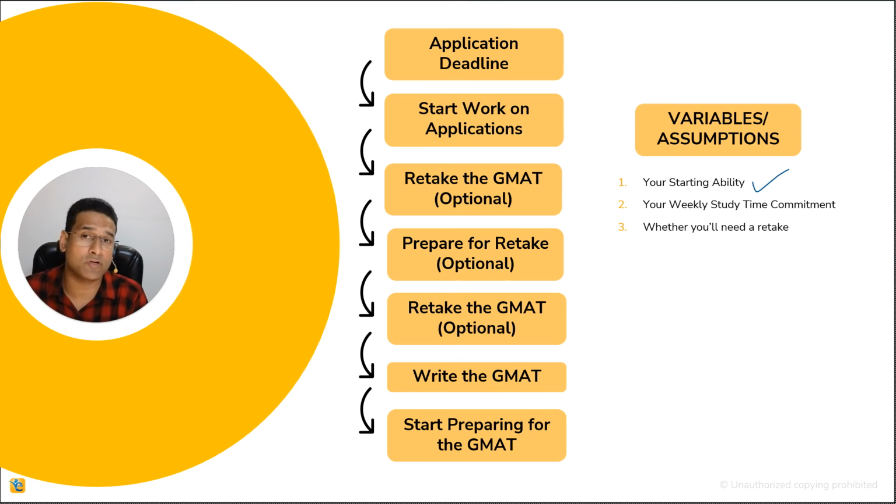Second, your weekly study time commitment. We assumed that you would put in 25 hours per week. But if you're able to put in 30, you might be done in 2 months. If you're able to put in less, let's say 20 hours a week, you might need 3 months. The third assumption is whether you'll need a retake at all. Remember, there's always the possibility of hitting your target score in the very first attempt. This would depend on the kind of resources you use for your preparation. If you manage to achieve this in the first attempt itself, you will get an additional 2 to 3 weeks to apply to your application phase.